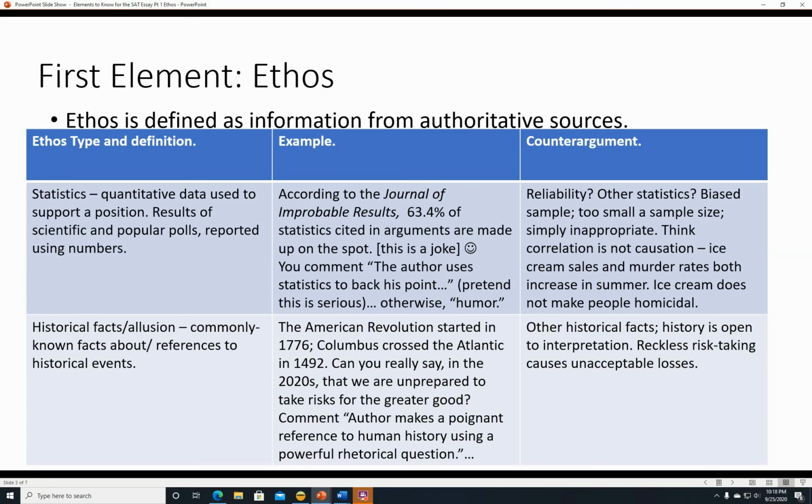Historical facts allusion. Commonly known facts about references to historical events. So the American Revolution started in 1776. Columbus crossed the Atlantic in 1492. So they might be making an argument, can you really say in the 2020s that we are unprepared to take risks for the greater good? So you could make a comment, the author makes a poignant reference to human history using a powerful rhetorical question.